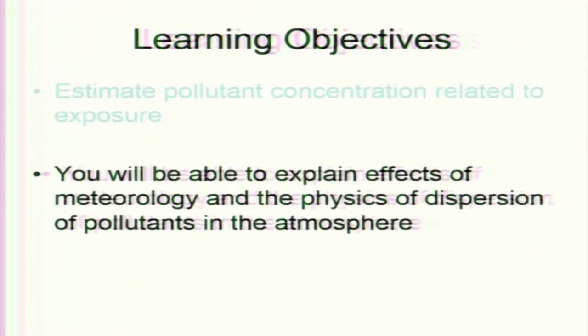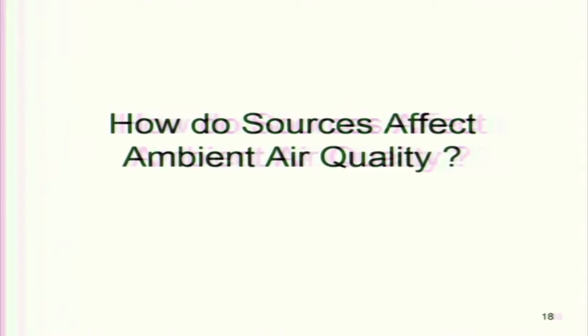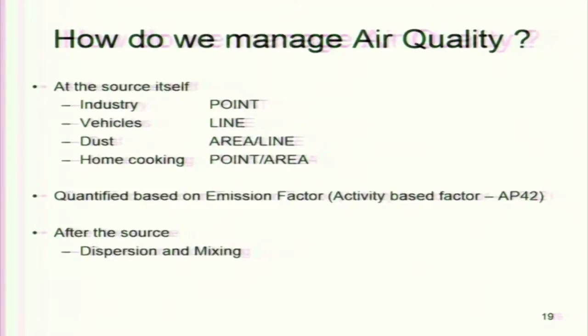And then we say, okay, we're going to look at the influence of meteorology on the physics and the dispersion of pollutants in the atmosphere. So we deal with that part. How do sources affect ambient air quality? That's the question, okay? And we said, different kinds of sources. You have a point source, you have a line source, you have area source, et cetera.